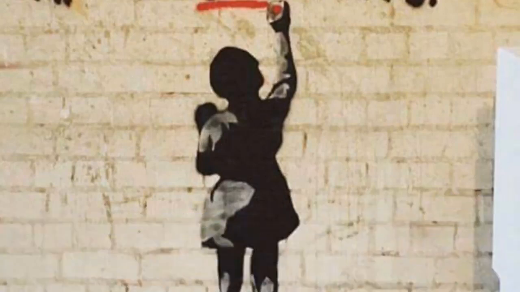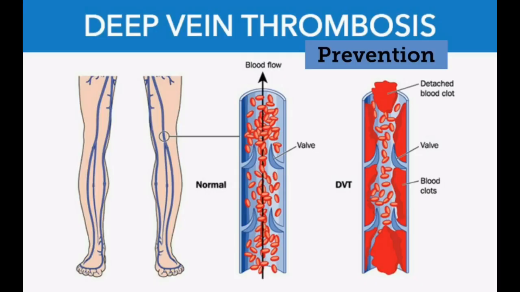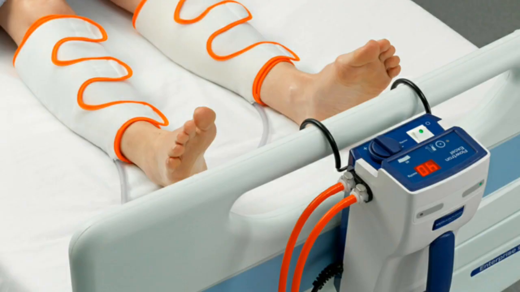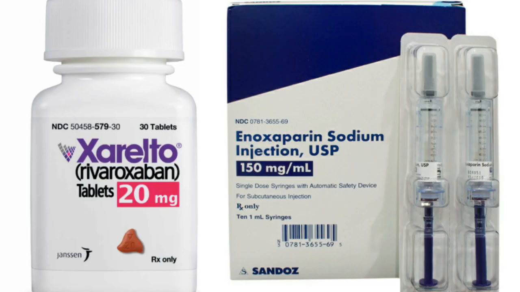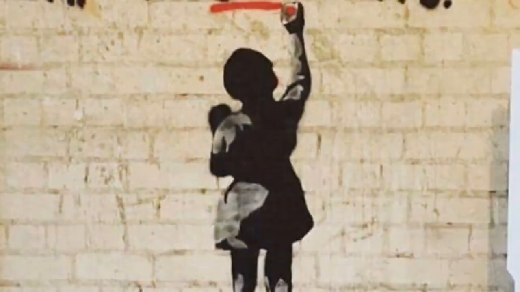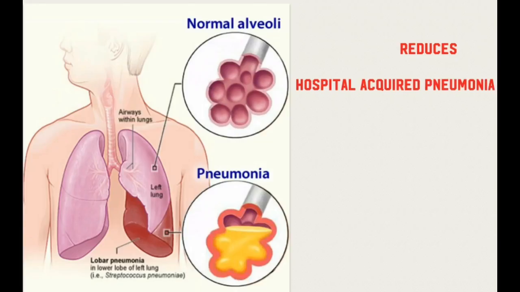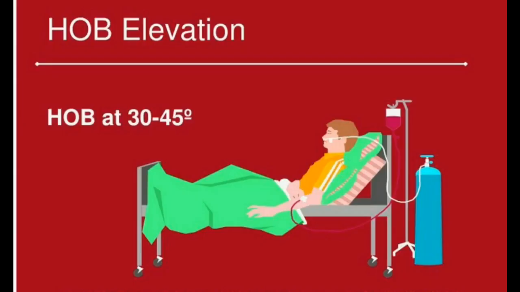Next alphabet is T. T is for thromboembolic prophylaxis. It should remind you if the patient needs prophylaxis for DVT, deep vein thrombosis, which increases the morbidity and mortality rates. It is hence advised that ICU patients receive subcutaneous heparin unless contraindicated. Next is H. H is for head of bed elevation. Head of bed elevation can reduce hospital acquired pneumonia. Thus, optimally 30 to 45 degrees of head of bed elevation is recommended unless contraindicated.